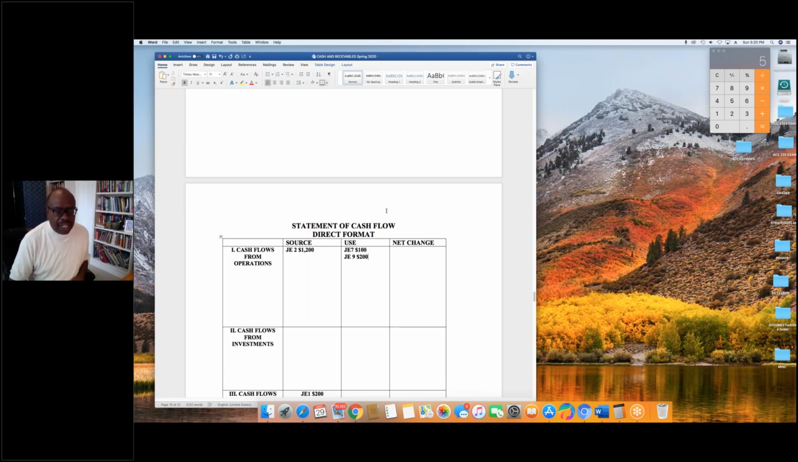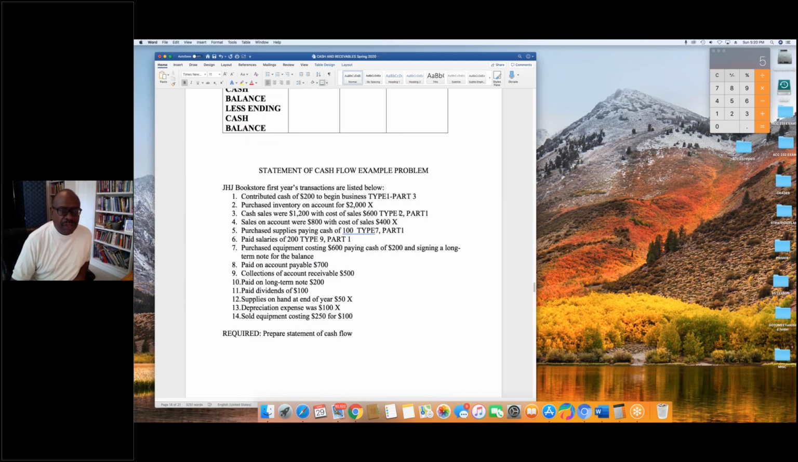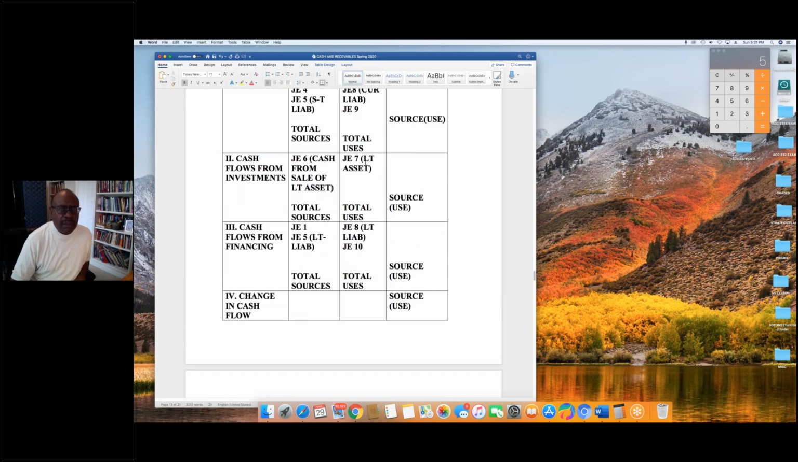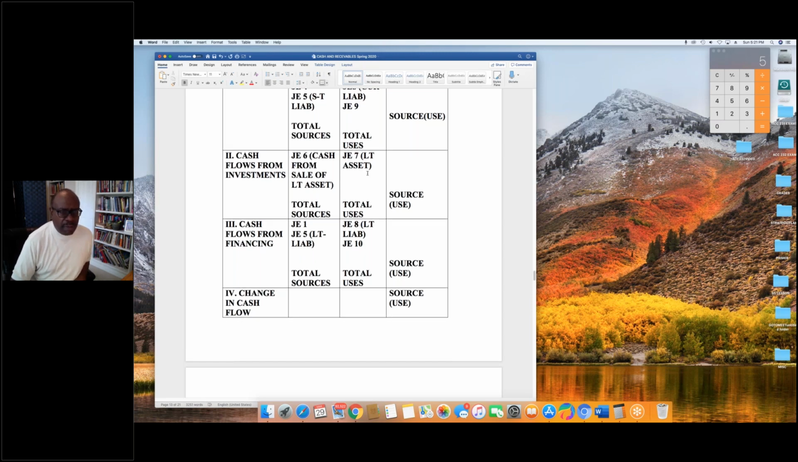So we're going cash journal entry by cash journal entry. If cash is not involved, we skip it. Okay, purchase equipment costing 600, paying cash of 200, and signing a long-term note for the balance. We purchased equipment for 600. So that's going to be purchase a long-term asset. Journal entry 7. That's going to be in part 2.